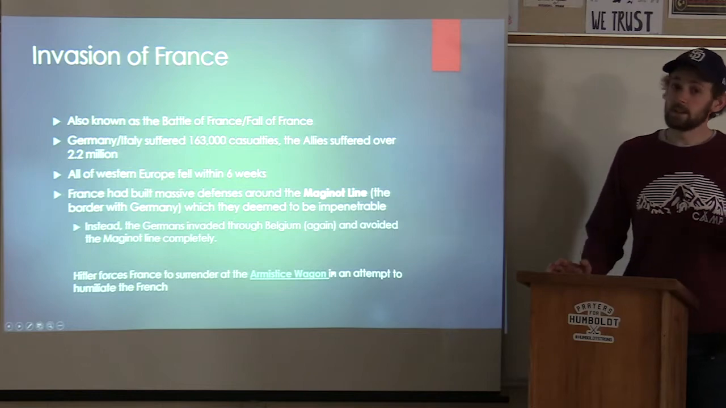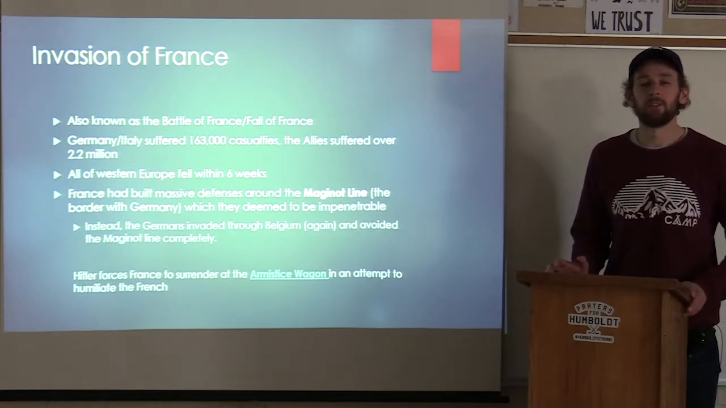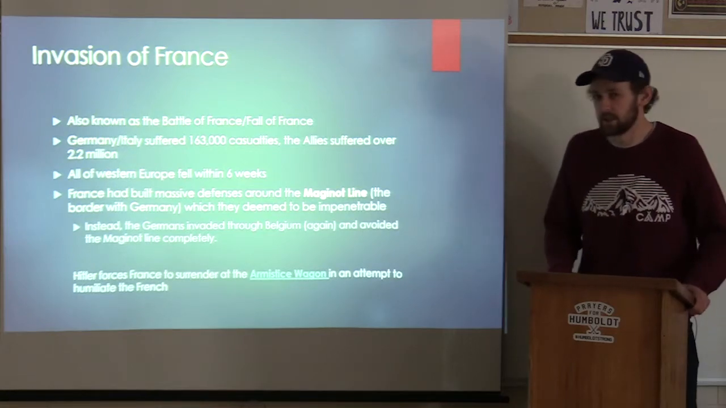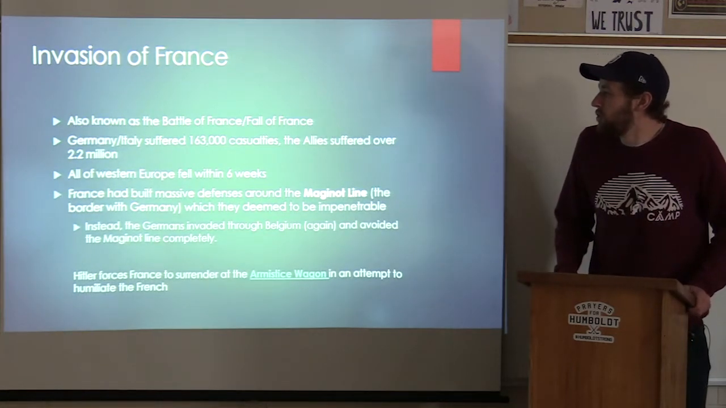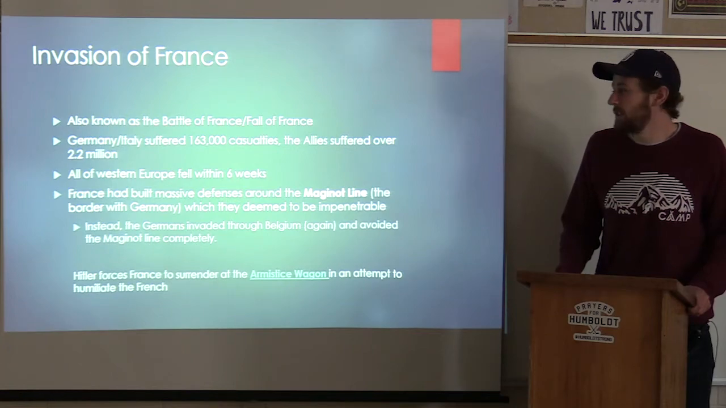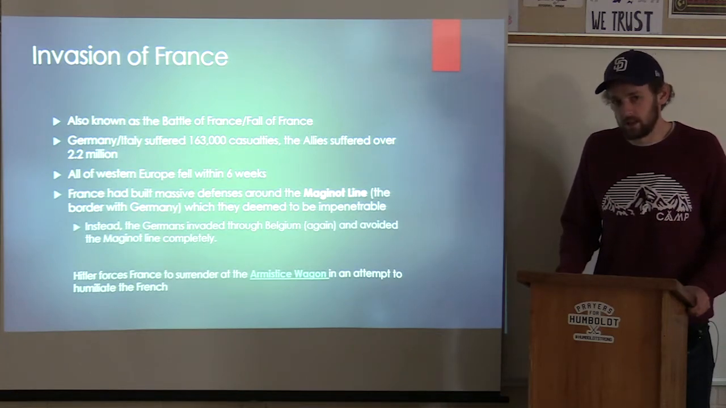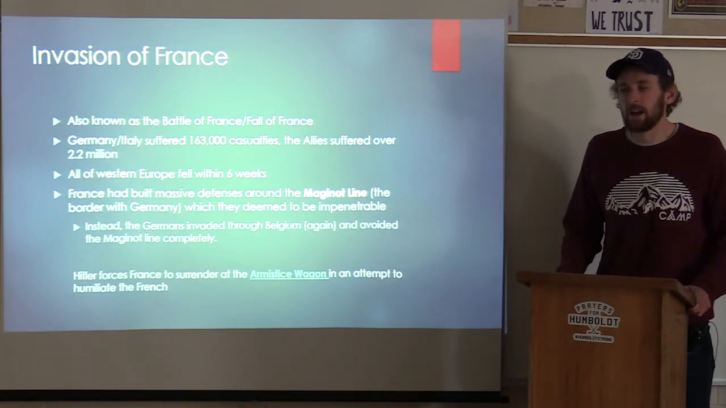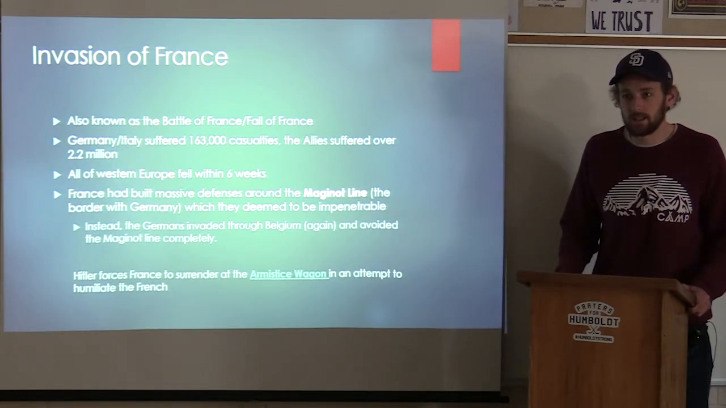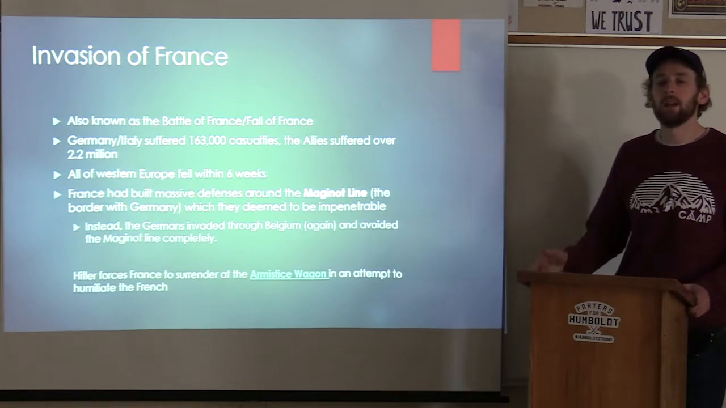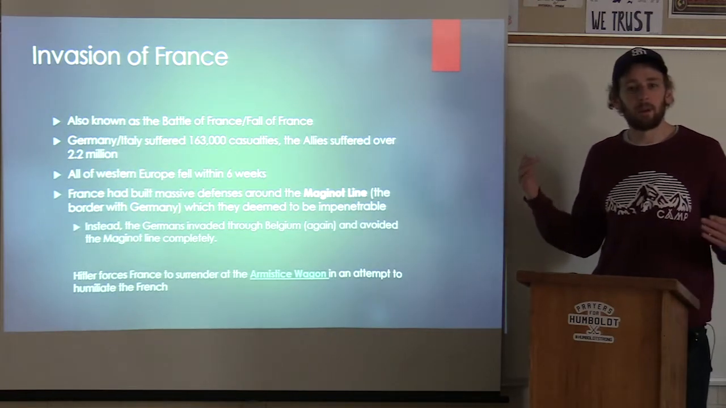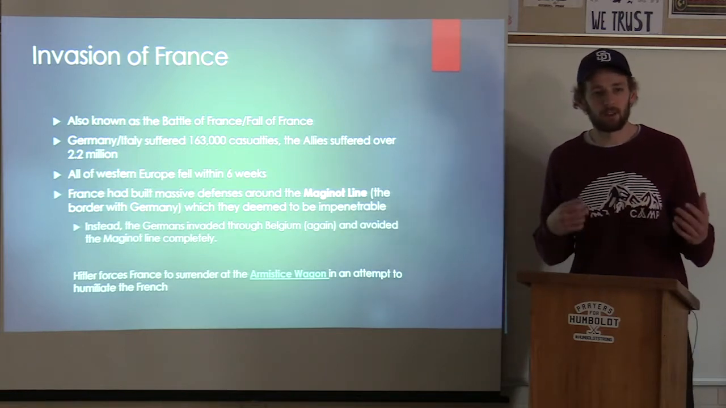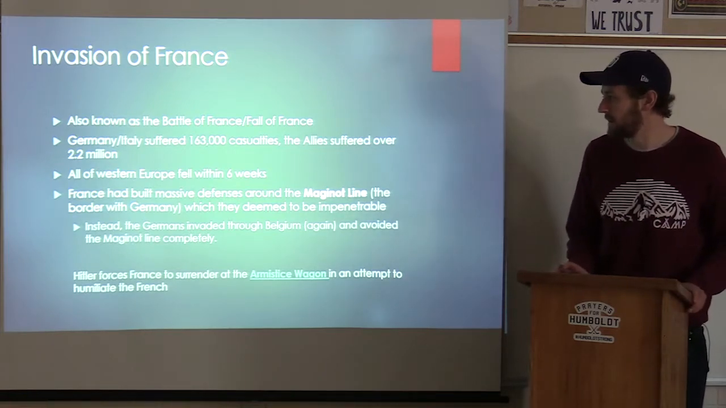Now, the invasion of France, this is the longest battle that the Germans have in the invasion of Western Europe, and it takes place over about 6 weeks. Now, Germany only suffers 163,000 casualties in this. The Allies suffered 2.2 million. Okay, that is almost 20 times less than what the Allies suffer. So Germany, again, through this blitzkrieg, is just able to penetrate and sack Paris so quickly that the Allies can't even get their troops organized to actually mount a proper defense.